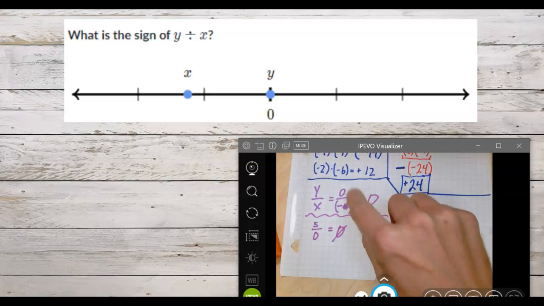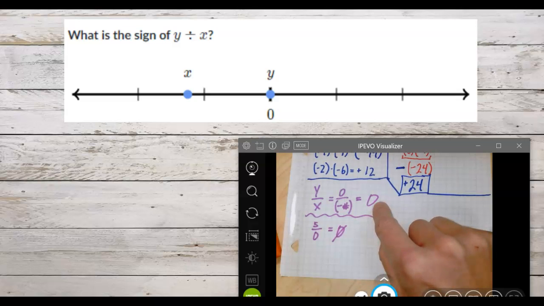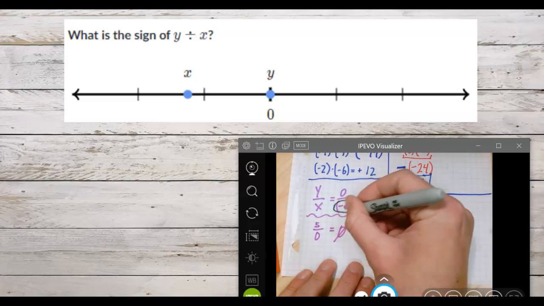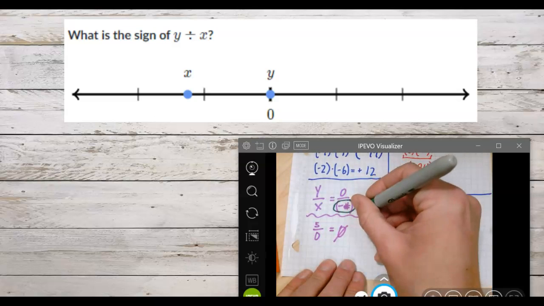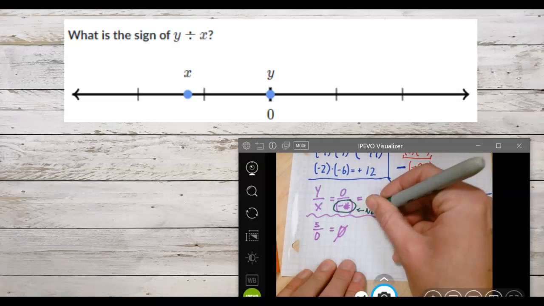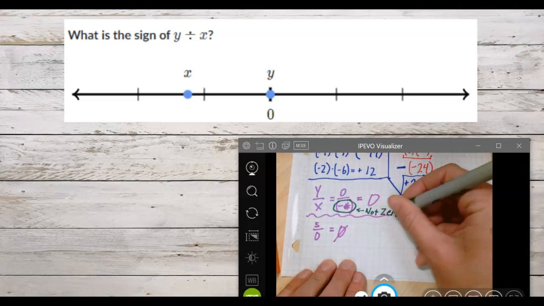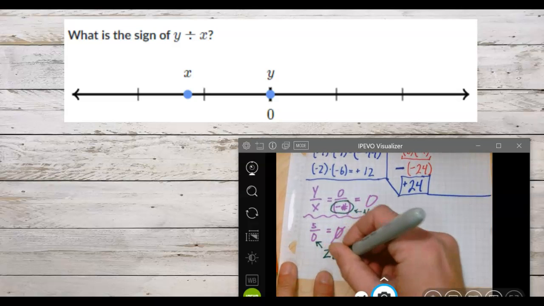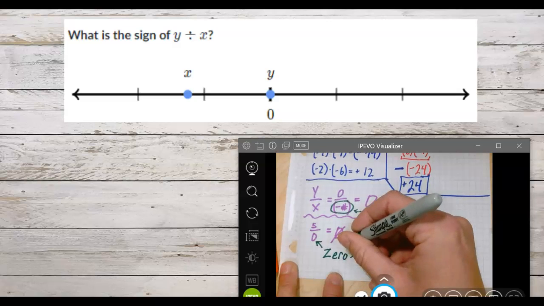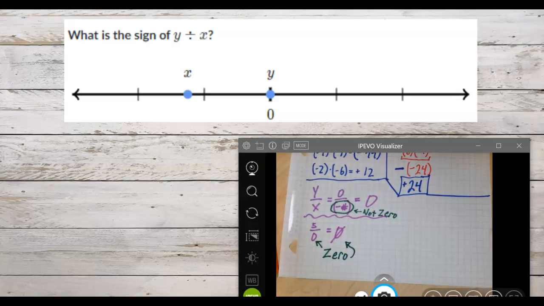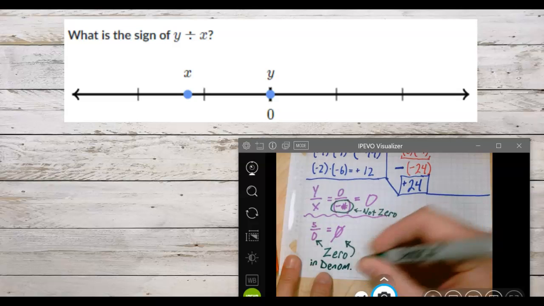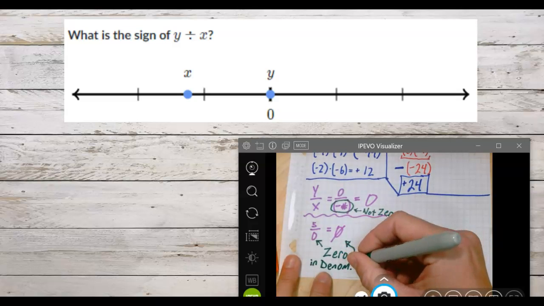So 0 on top gets 0. Anytime 0 is on top of a number, this has to be a non-zero number. But when we have the 0 in the denominator, that's what breaks it and gets our answer of undefined. So 0 in the denominator, that's what gets our undefined answer.